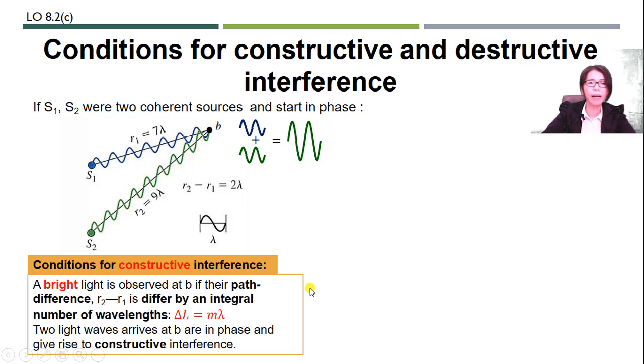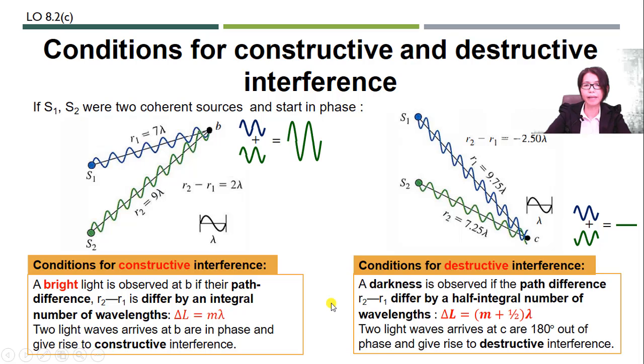So we will find out that in order to obtain a constructive interference, a bright light observed at point B, their path difference must differ by an integer number of wavelength, m lambda. The two light waves will arrive at B in phase and give rise to constructive interference. And then darkness is observed at point C if the path difference differs by a half integer number of wavelength.